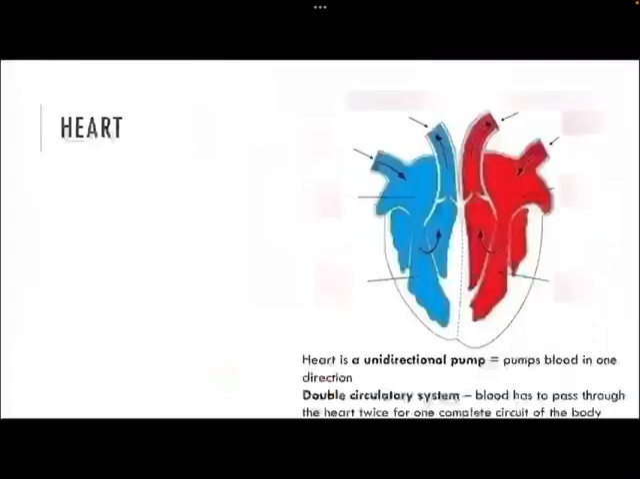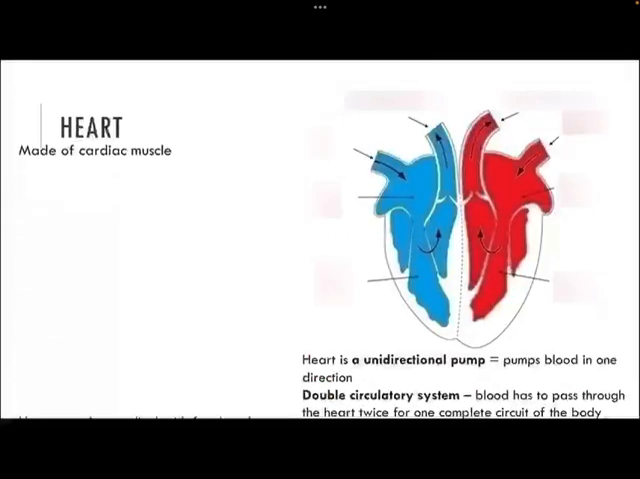The heart is a unidirectional pump, so its job is to pump blood in one direction. The circulatory system is known as a double circulatory system because the blood has to pass through the heart twice for one complete circuit of the body. So you need to be able to label the heart. First of all, look at it and identify the left and the right side of the heart. So the left side of the heart carries oxygenated blood, the right carries deoxygenated blood.